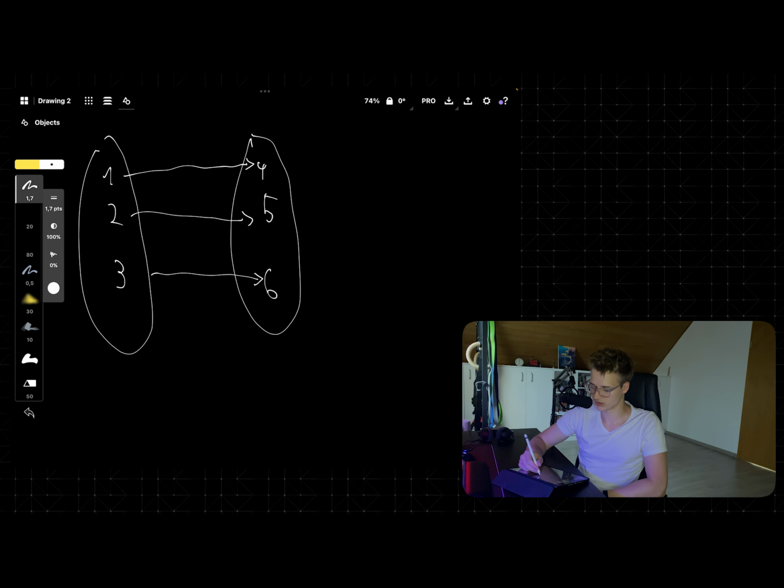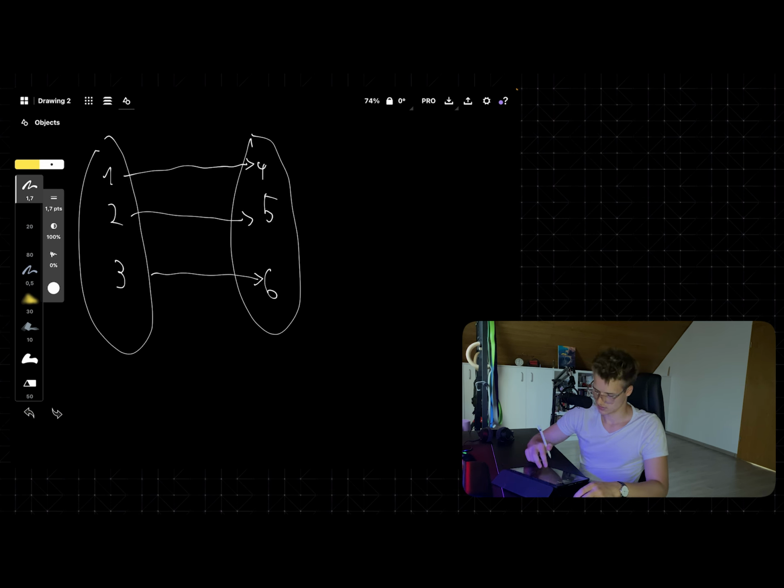Every element on the right has at most one element pointing towards it. This is still injective because 7 has at most one element pointing towards it. In our case, it's no element. There aren't any arrows pointing to 7, but that's what injective means, okay? At most one.